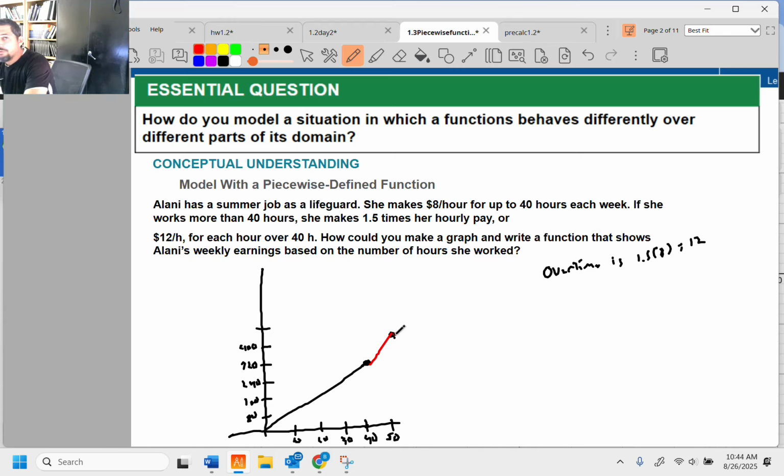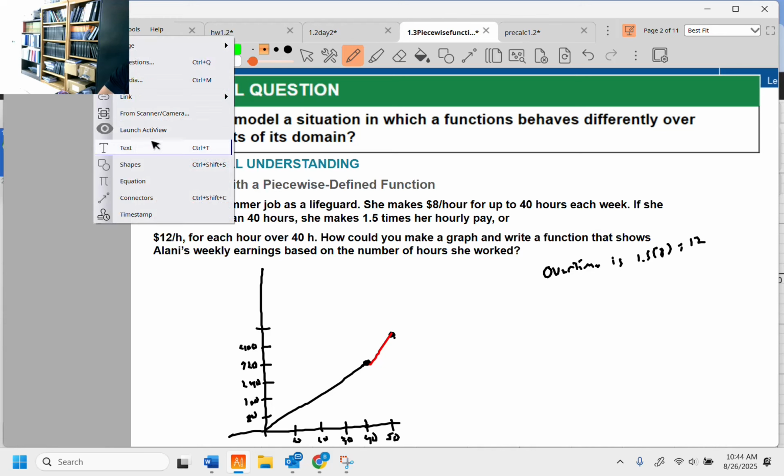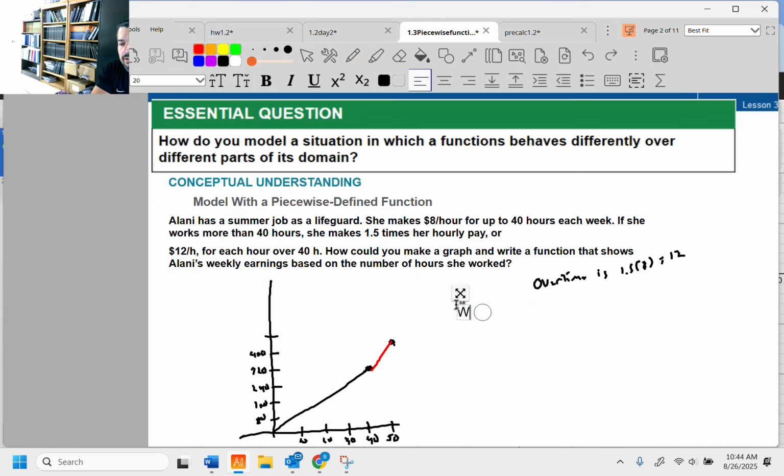How do we write a function? Well, we have to have a function that covers up to 40 hours and then after. So we need two pieces. And we can use y equals mx plus b for both of them, but that's the idea. We have two different functions. We have a function for up to 40 hours, and we have a function for after. And it's the after one that bugs kids because of how we do things.